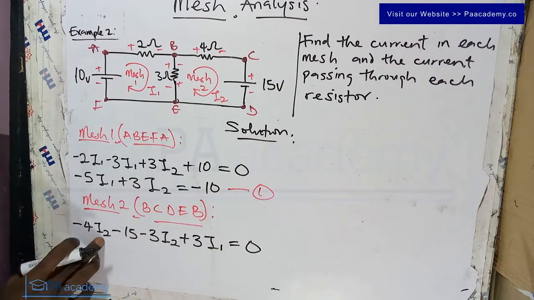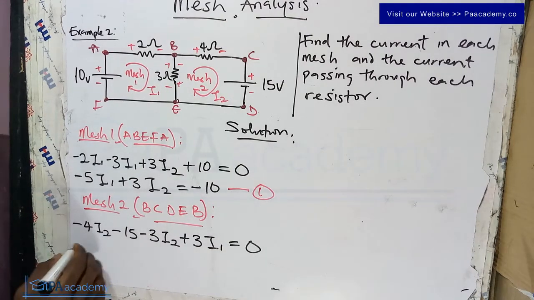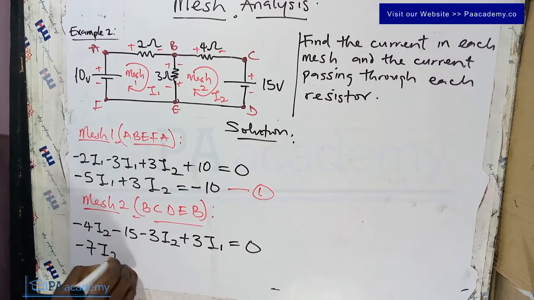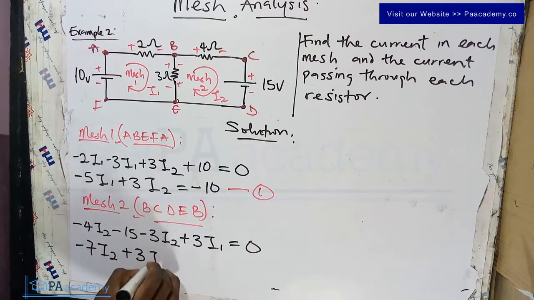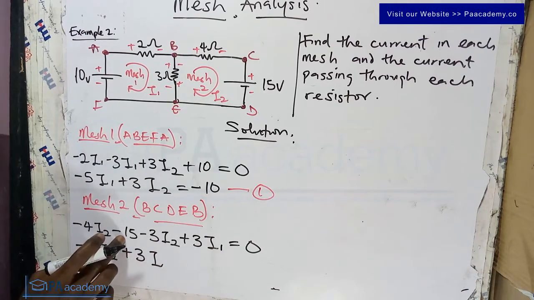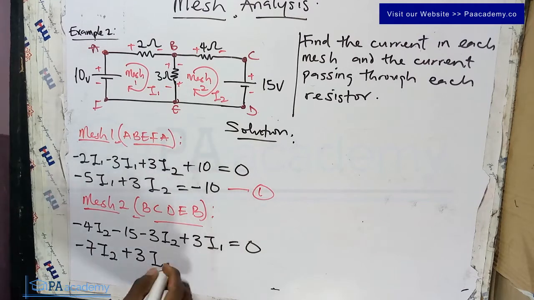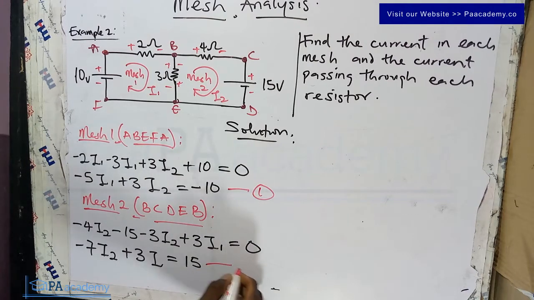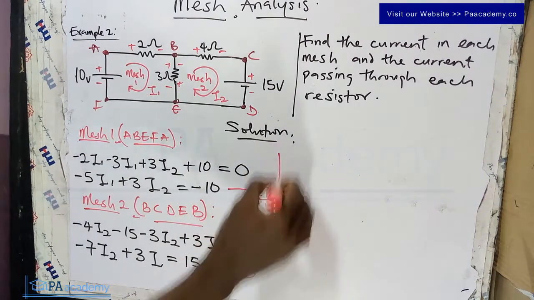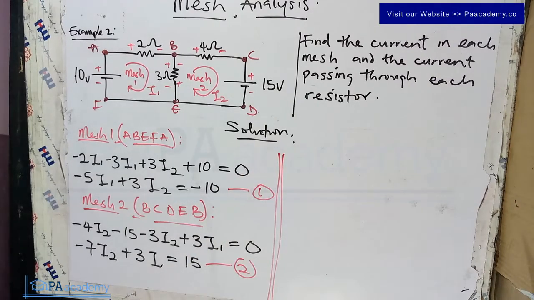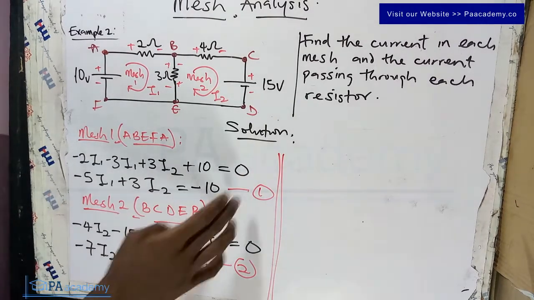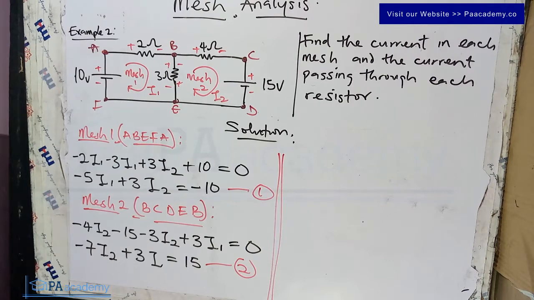Now let's simplify this. We have minus 4I2 and minus 3I2, that will give us minus 7I2 plus 3I1. This minus 15, that's the voltage source, if you take it to the other side of the equals sign, it becomes 15. And what we have here is our equation 2.